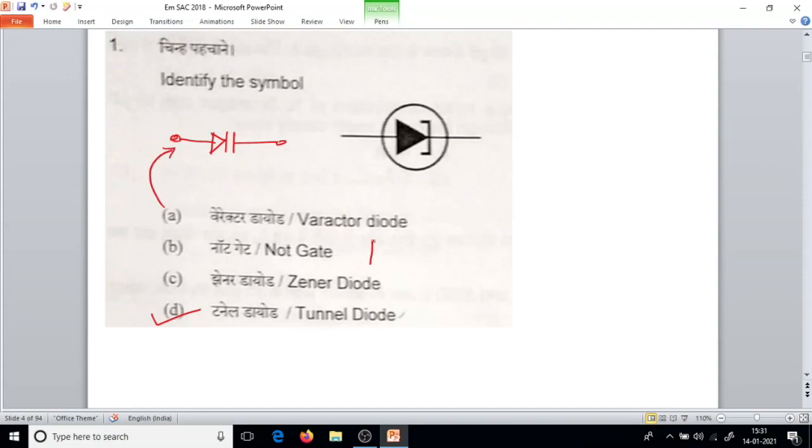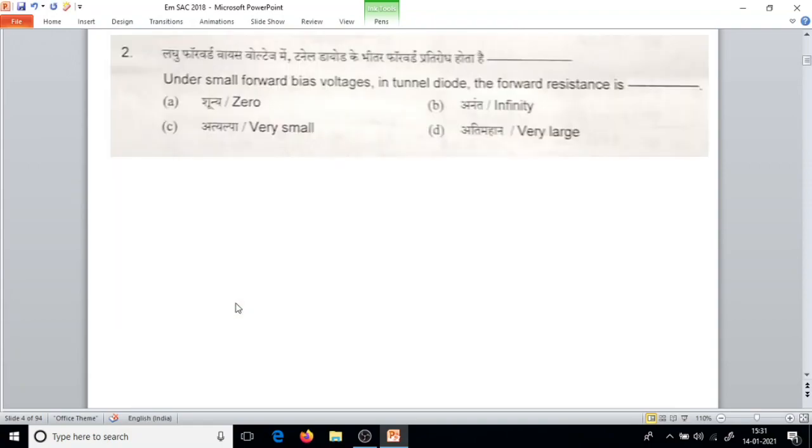What is the symbol for NOT gate? NOT gate is like this. What about Zener diode? Zener diode symbol is like this. This is the NOT gate symbol. This is the varactor diode. So the answer is option D, tunnel diode.